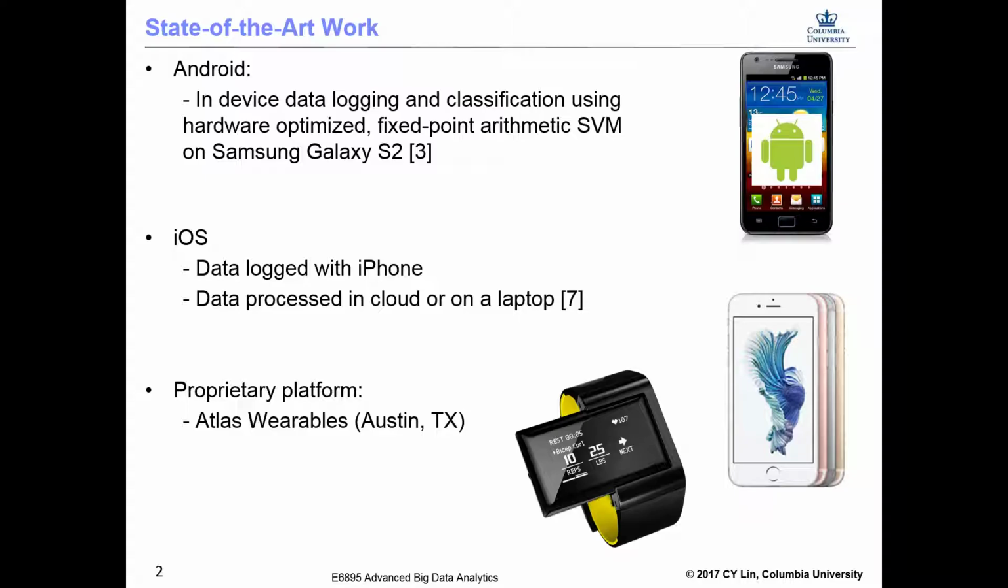On the iOS, data is logged with an iPhone, but the processing and the training of a classifier is done in the cloud or on a laptop. There's also a proprietary platform by Atlas Wearables based out of Austin, Texas, that uses a watch or a wristband type device to record accelerometer and gyrometer data and push it through a pre-trained classifier.